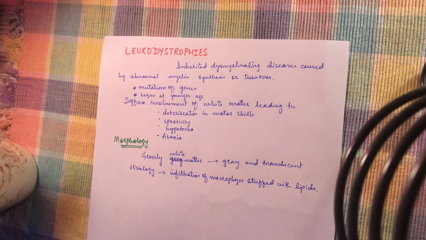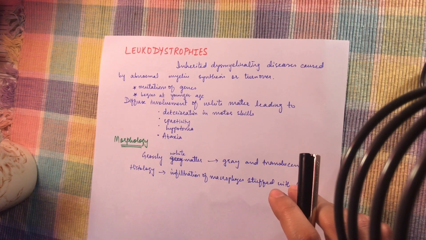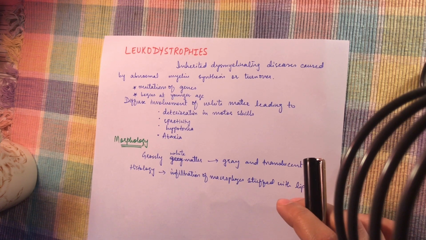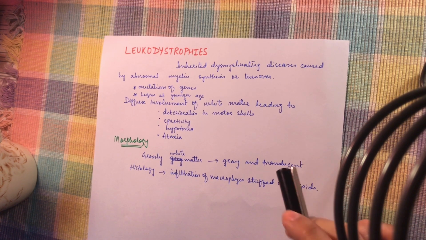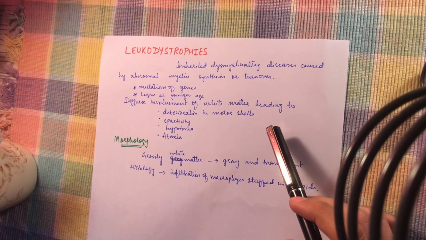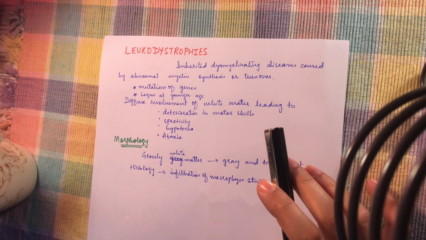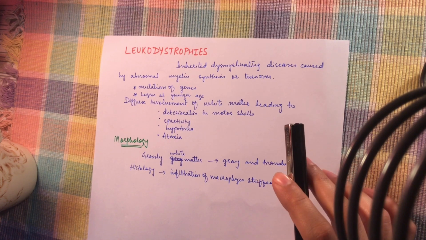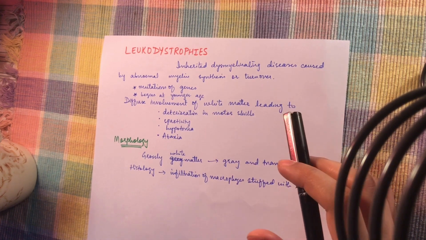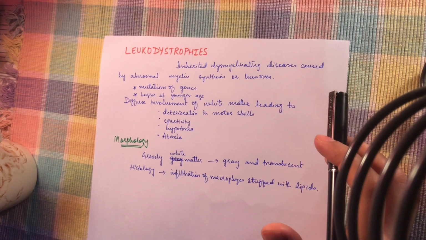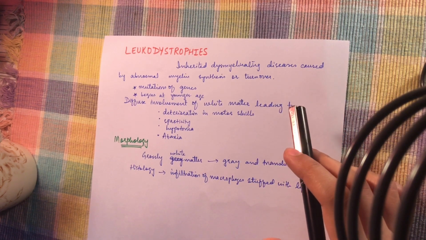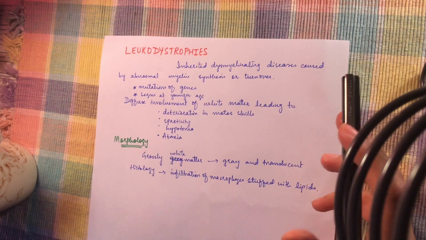So next we're going to talk about those diseases in which the myelin is not formed properly or has abnormal turnover kinetics, that is the leukodystrophies. So leukodystrophies are inherited dysmyelinating diseases that are caused by abnormal myelin synthesis or turnover, and here occur mutations in enzymes necessary for the production or the maintenance of the myelin. It begins at a younger age, and there is diffuse involvement of white matter that leads to deterioration of motor skills, spasticity, hypotonia, and ataxia.